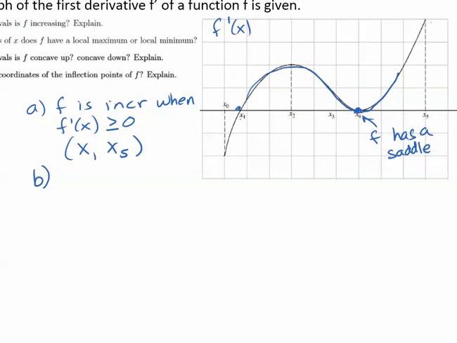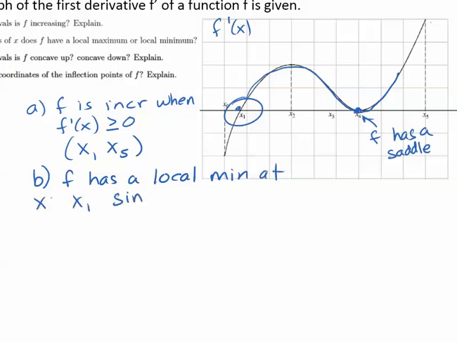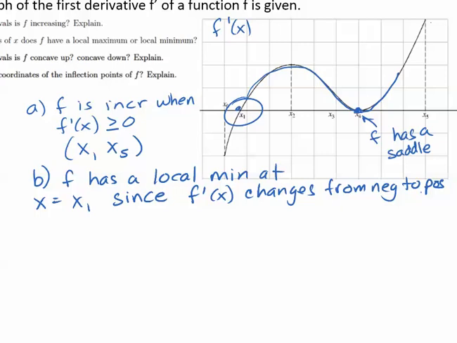All right, our second question is, where does it have a local max or local min? So our first derivative changes from negative to positive right here. So f has a local min at x equals x1, since f prime of x changes from negative to positive, but it never crosses over the axis anywhere else. So it has again that bounce point here. The first derivative bounces, so f does not have an extrema there.